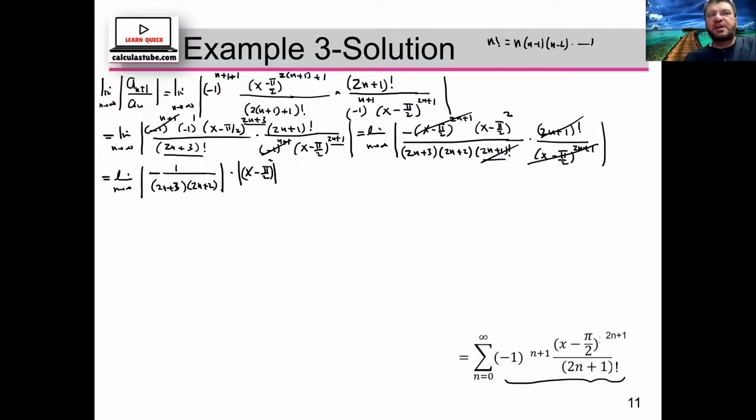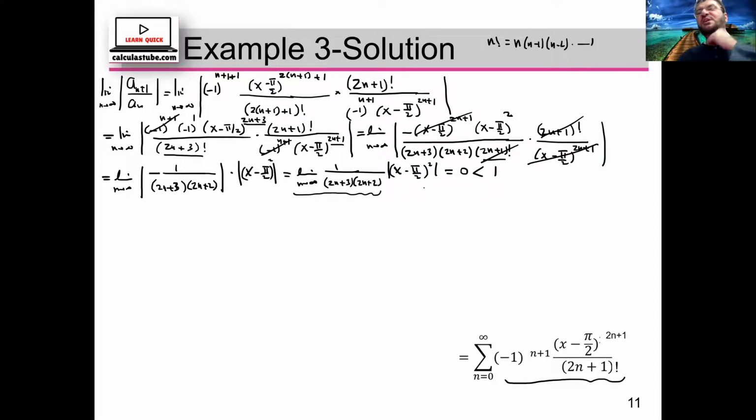Now remember again, the absolute value of a negative goes away. So this is equal to the limit as n goes to infinity of 1 over 2n plus 3 and 2n plus 2. Here I can remove the absolute value. Why is that? Because I have x minus pi over 2 all squared. But what's the limit of this one, guys? If I put infinity, what do we get? We get 0, and you can keep the absolute value. Anything over infinity is 0, so the answer is 0. So no matter what, the limit is 0 times anything, which is 0.